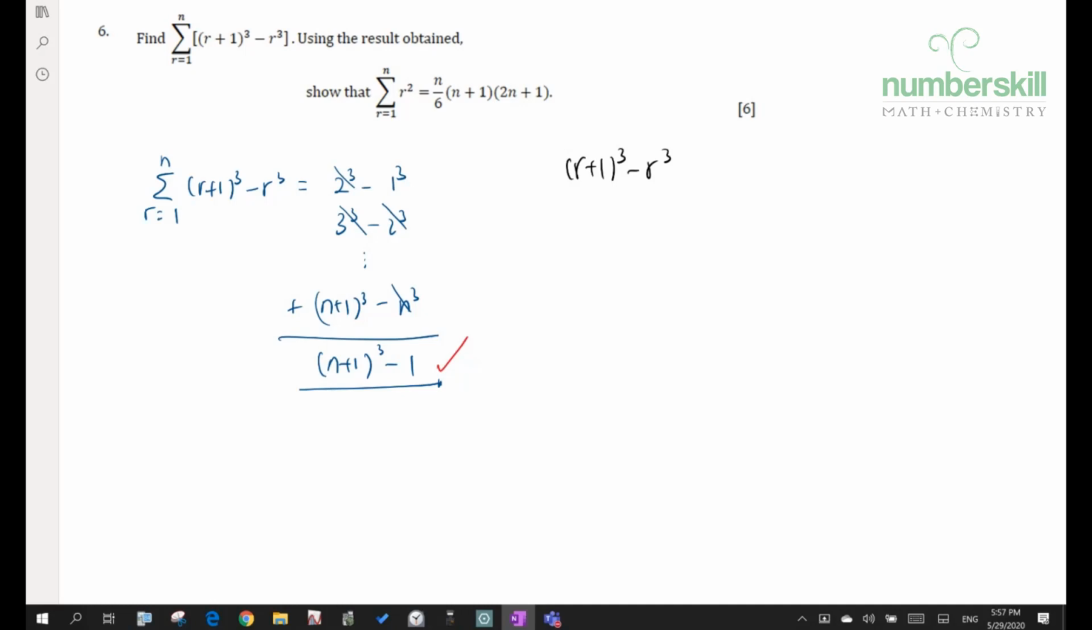There are a few ways to factorize this. You can use the formula that you learned in secondary school: the difference of 2 cubes, a cube minus b cube. Remember that one? Then you have a squared, ab, b squared. Some people have problems filling in the blanks because it's either plus or minus, and they just don't know which one is which.